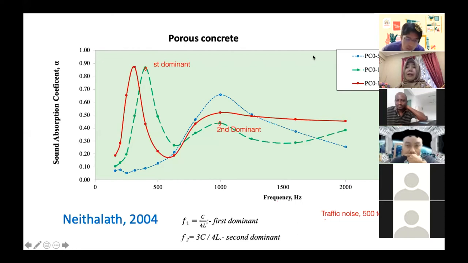Doktor, what is L? L is the thickness. Sample thickness, L. You cannot find this formula in the book. Yeah, this is from the research. Okay, no question?